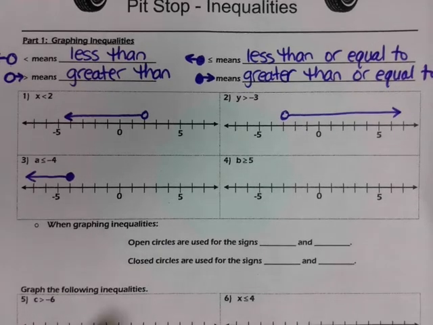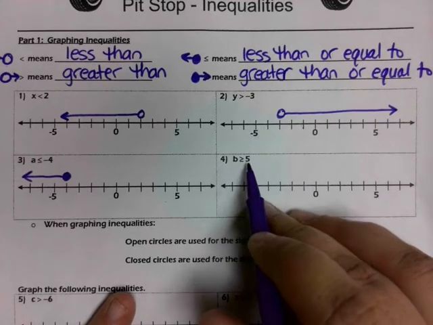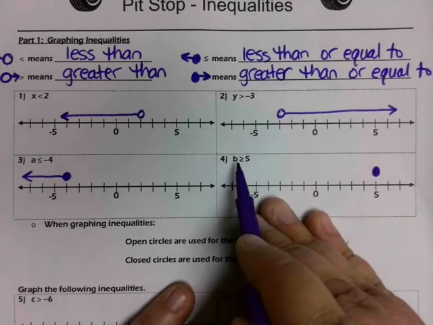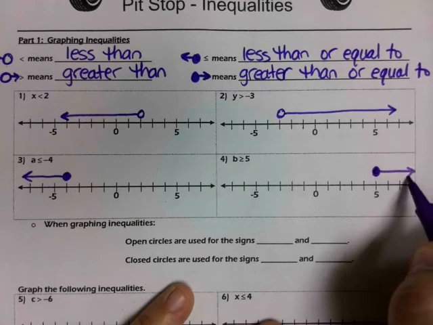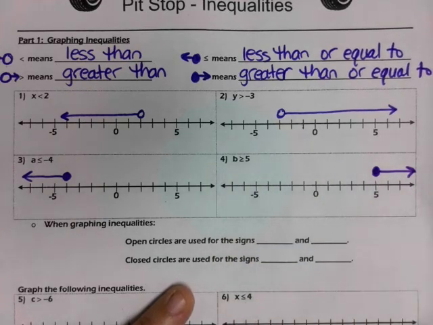And number 4, we have b is greater than or equal to 5. So we're going to put a closed circle on 5 because it has the equal to part. So above 5, put a closed circle. And this symbol is saying b must be greater than, so we are going to point to the right. And again, your inequality sign arrow matches the arrow that you drew.